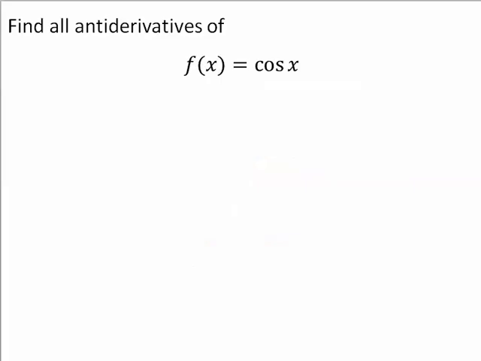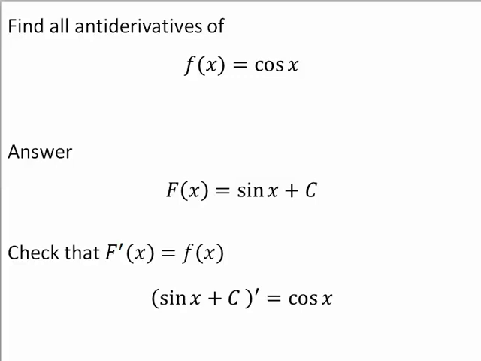Let's do an example. Now, with antiderivatives, you have to think backwards. We want to find all antiderivatives of cosine x. Who has a derivative of cosine x? Well, by now you probably know that sine x has a derivative of cosine x. And so all antiderivatives will be of the form sine x plus a constant. And as always, the way you check your work is take the derivative and see if you get back what you started with. Now I'm going to introduce some new notation.